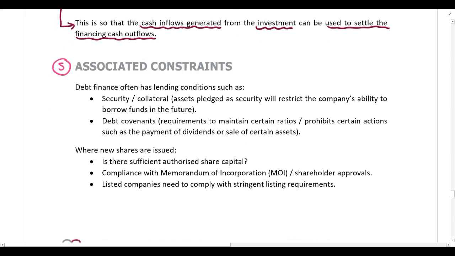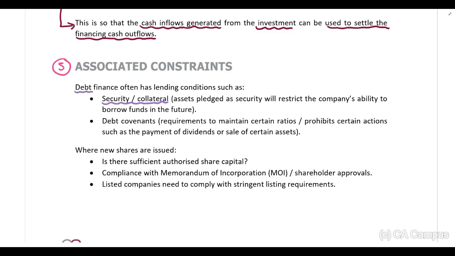Then the next heading that we are going to look at is associated constraints. Now, when it comes to debt finance, companies might be required to provide security or give collateral. So that is where assets are pledged as security. So you have to give an asset as security. Now, guys, there's a bit of misunderstanding here, so I just want to make sure you understand. If a company has to give a machine, for example, as security, they still have that machine on their premises. They still use that machine. They don't actually give the machine to the finance provider.